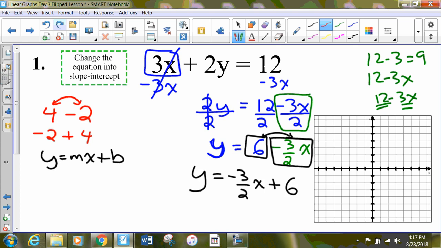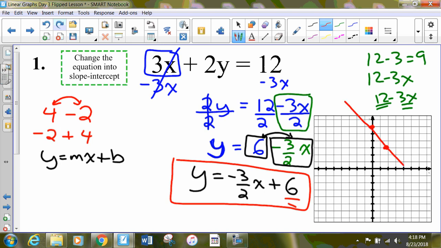Now, some people are going to look at this method and be like, I can't wait to see the next one. And I don't blame you. Some people are going to look at it and go, oh, that's not too bad. I could do that. So let's go ahead and finish this up. Y-intercept is 6. 1, 2, 3, 4, 5, 6. And we're going down 3. 1, 2, 3. Over 2. And there we've got it.